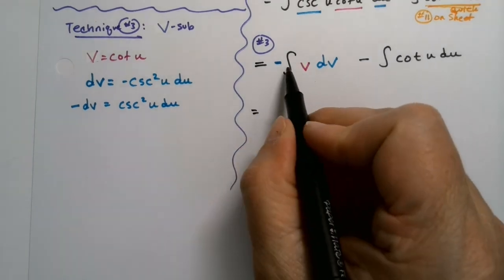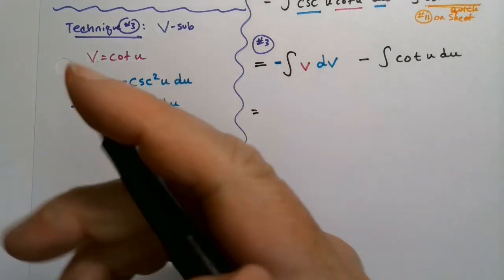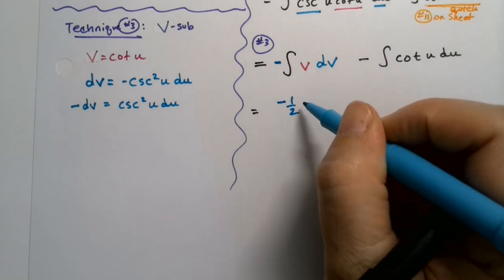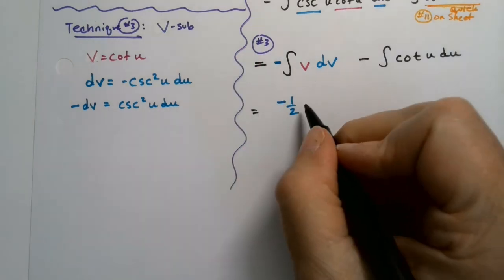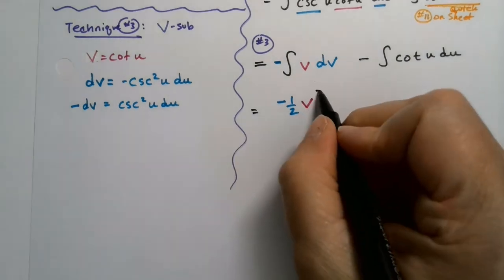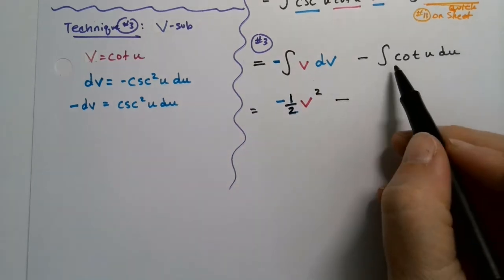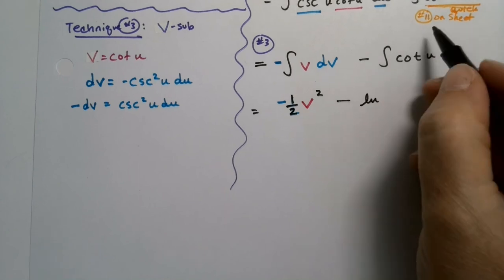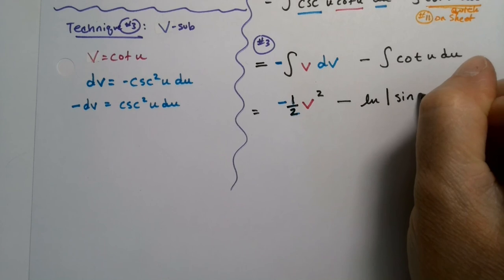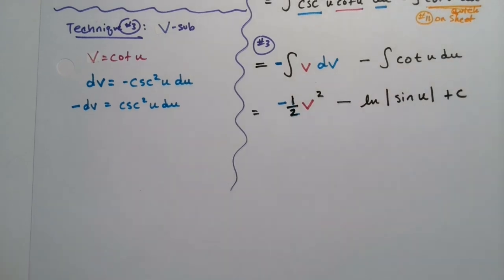All right, so the integral of negative v with respect to v would be negative 1/2 v squared. So this will be negative 1/2 v squared, minus, and then using that formula from number 11 on the sheet, the natural log of sine of u plus c. I'm adding my plus c because I've done both my integrals there.